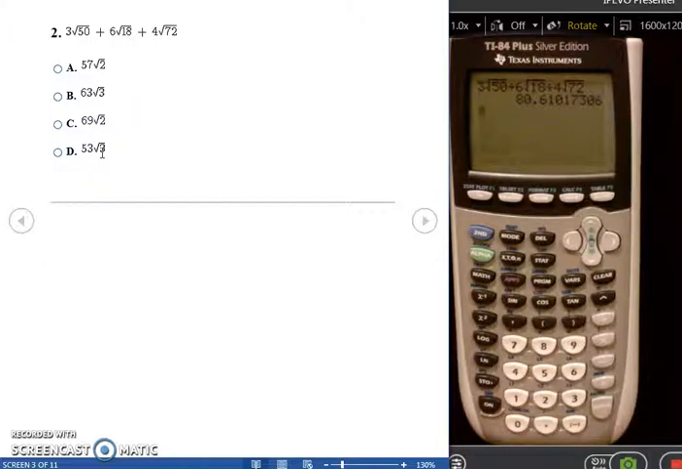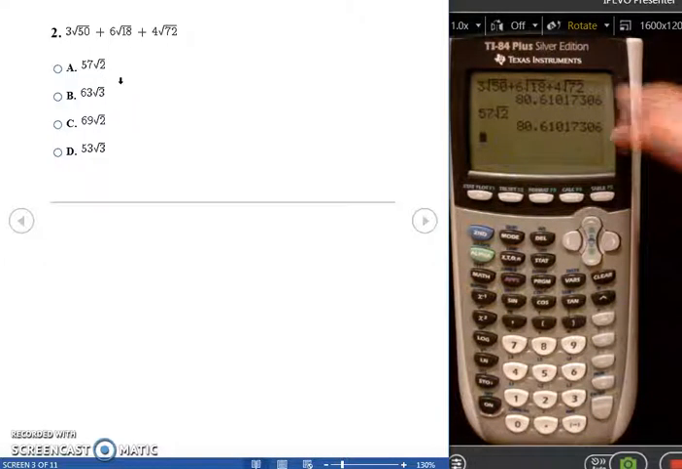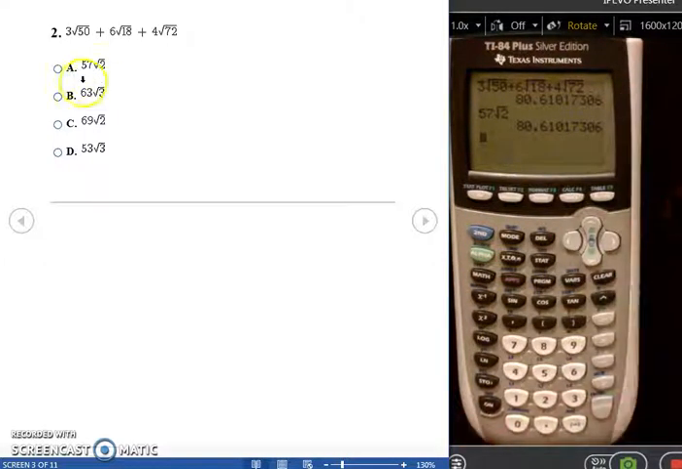So I'm going to go to A, and I'm going to type that answer in, and press enter, and if it gives me that same 80.610173006, that's my answer. If it's a different number when I press enter, it's a wrong answer. So I'm going to go ahead and type 57 second square root 2, enter, and look, it's the exact same answer. So I know that A is going to be my final correct answer.